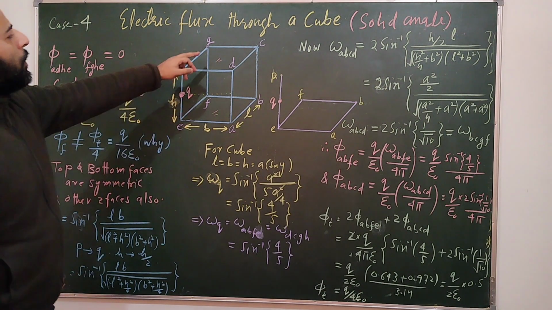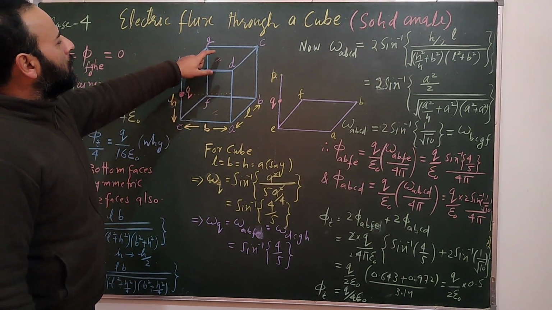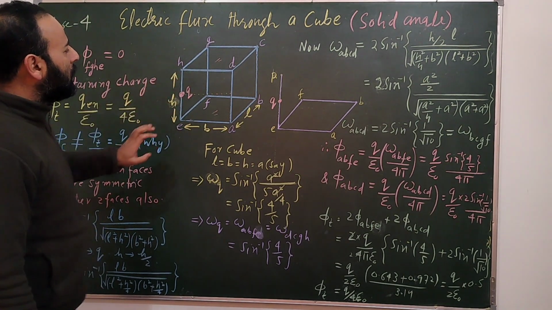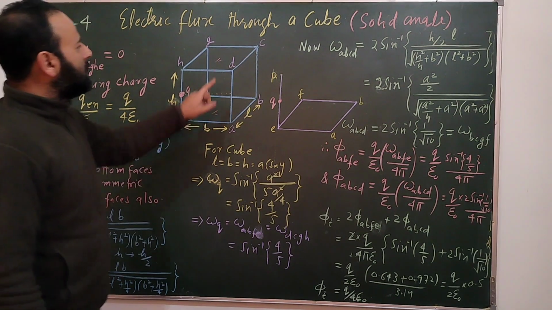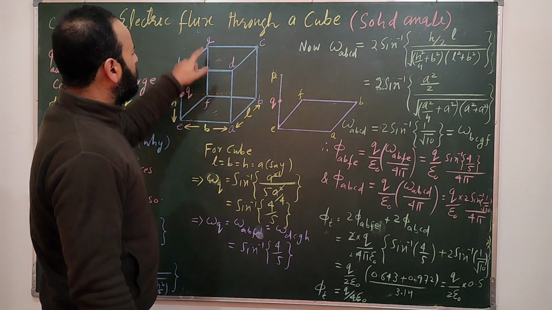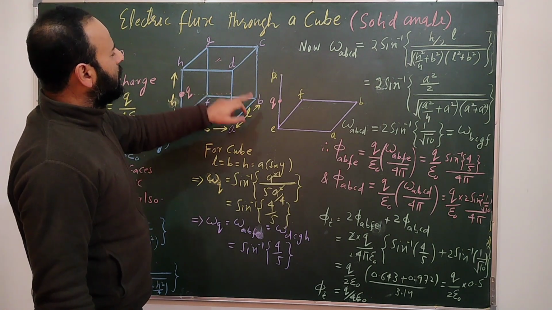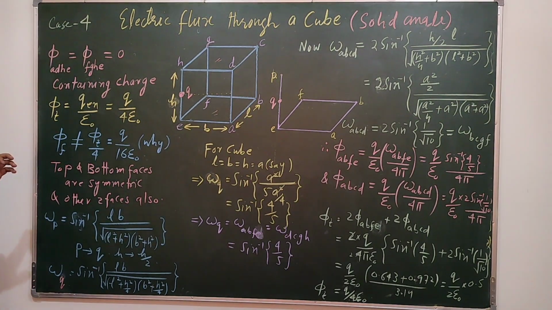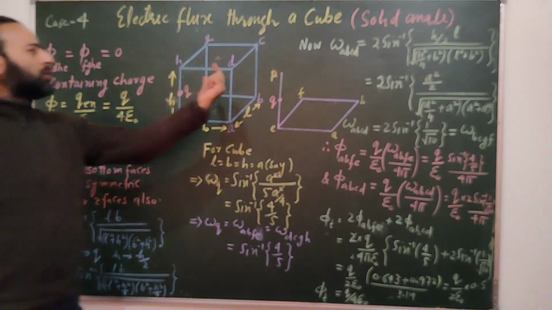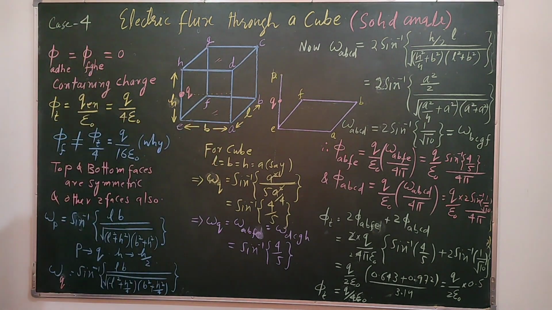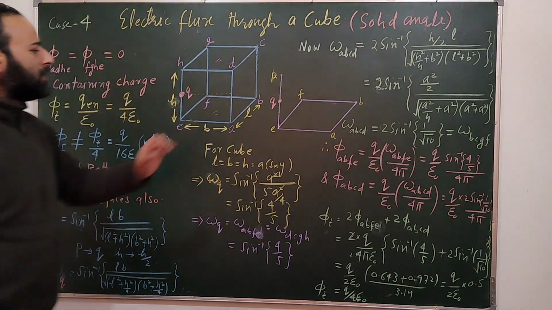Now, if we look at the bottom face and the top face, they are equally spaced with respect to the charge, and then remain the other two faces, that is this CBFG, and then we have this face BCDA. So these two faces are symmetric with respect to the charge, but flux through these two faces is not equal to the flux through top and bottom. Now let's calculate what is the flux through these two faces, right?